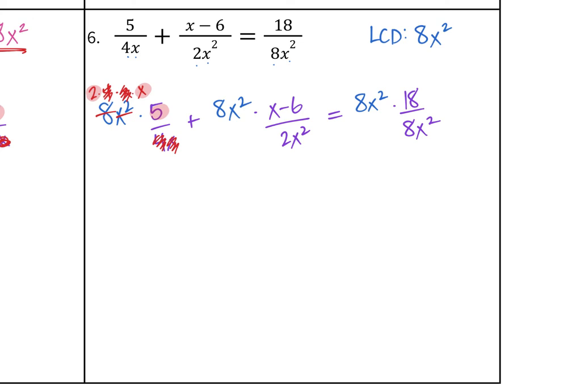When I multiply those, that gives me 10x plus. Now let's do the next one. Again, 8 can be written as 2 times 4. So 2 cancels with 2. X squared cancels with x squared. And we're left with 4 and x minus 6. So 4 times x minus 6 equals, on the last one, everything cancels, 8 and 8, x squared and x squared. So just the 18.